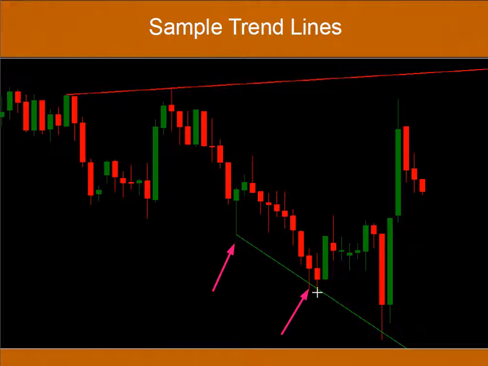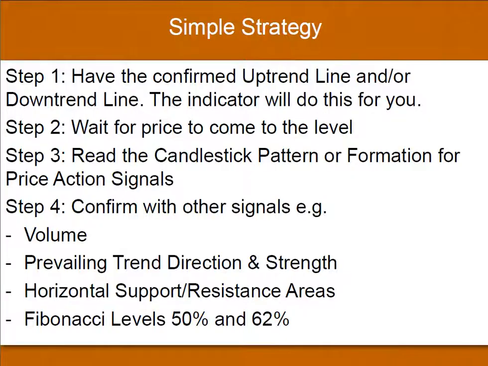Now, after the trend line has been drawn, you have this and you have this. The first and the second touch will be the most significant. And so, for me, 2 swing highs or 2 swing lows are enough. You wait for price to come. So price went up, came back to your trend line. All right? So that's where we are with our strategy. Now, that was step 2.